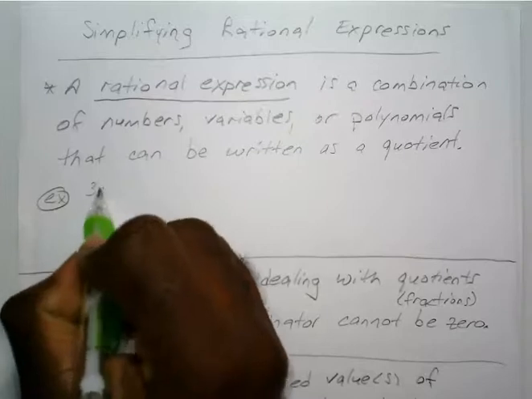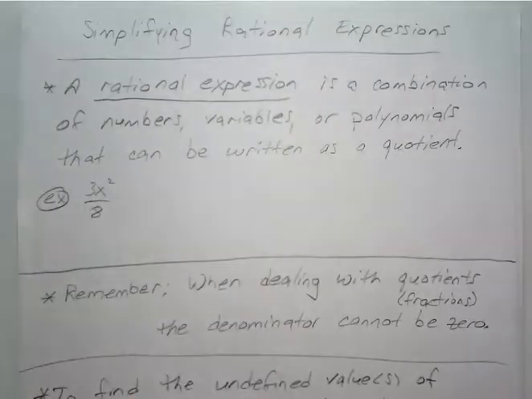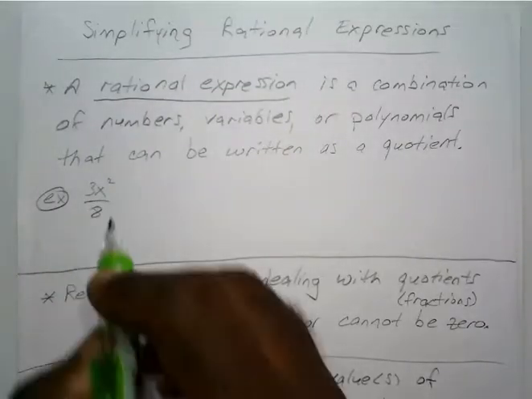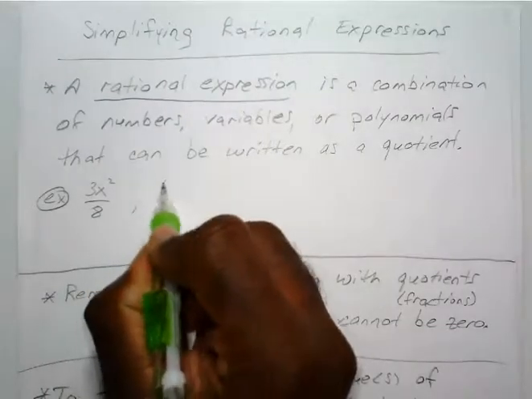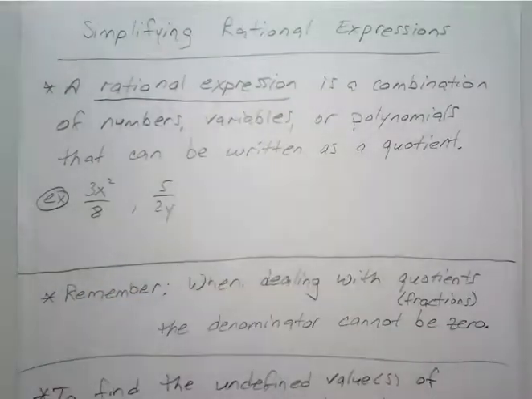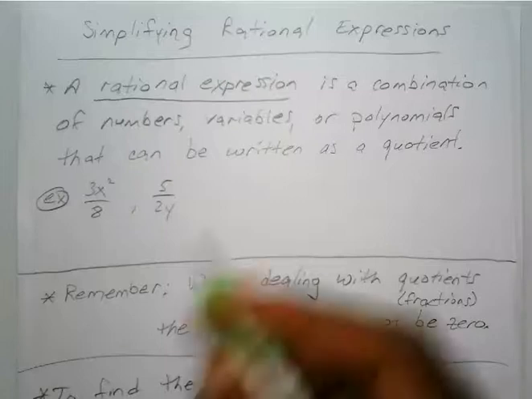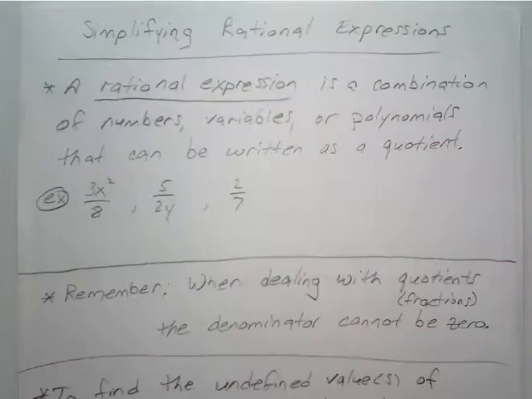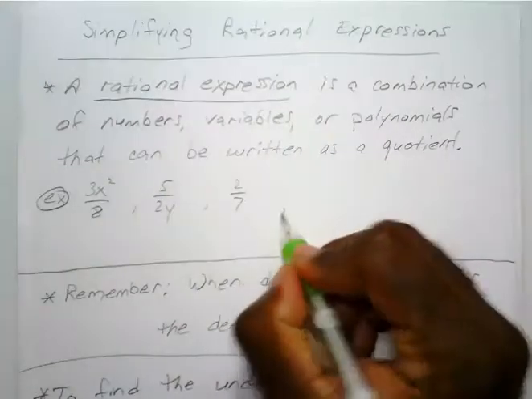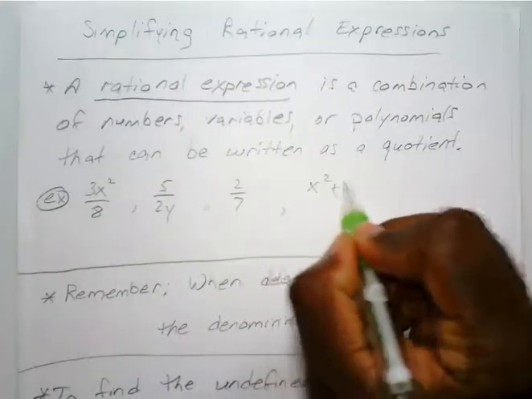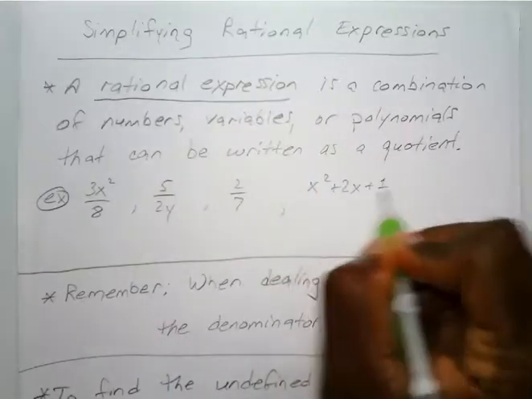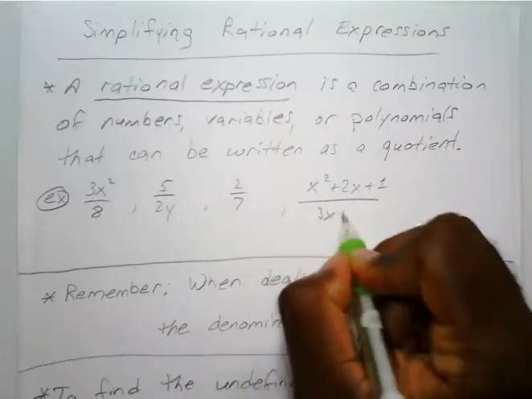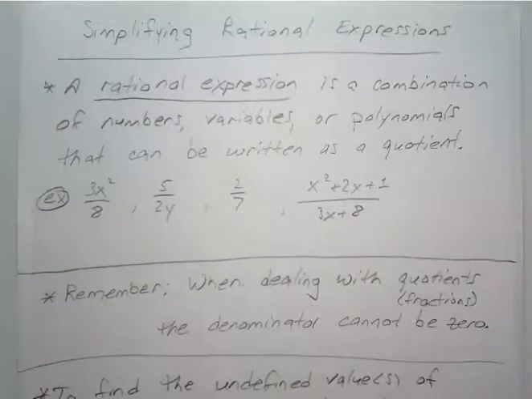So 3x squared over 8 is a rational expression. You have 5 over 2y. That's a rational expression. You have 2 over 7. That's a rational expression. If you have x squared plus 2x plus 1 over 3x plus 8, that's a rational expression. So any combination of numbers, variables, or polynomials.